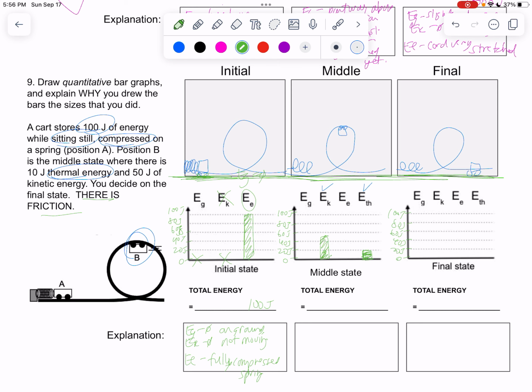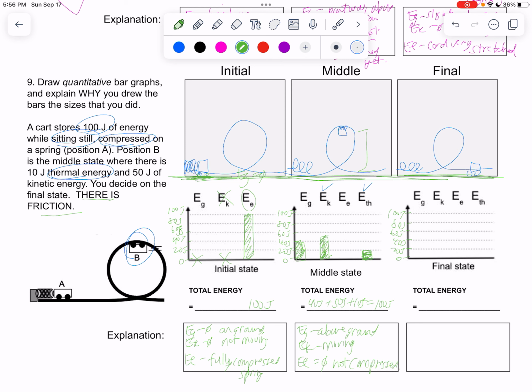So if I have 50 here and 10 here, I need to add to 100. I know I'm going to have 40 joules of EG. So that must be the most EG it's going to get at the top of that loop, 40 joules, because it's above the ground. So it has EG, and the EK, it's probably relatively, I don't know, fast, slow. I'm not really sure. It's moving in some regard. It's probably not the fastest though because it's at the top. So it's probably slow up there as it's making its way around the loop. And no EE because the spring is not compressed anymore.